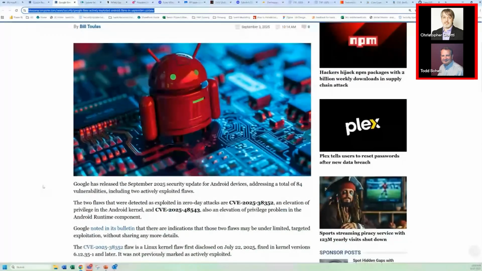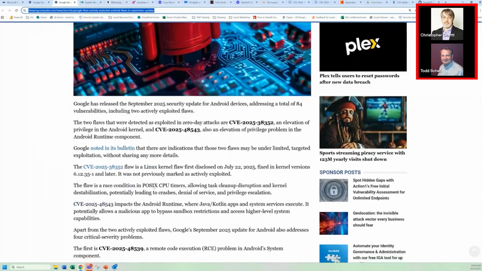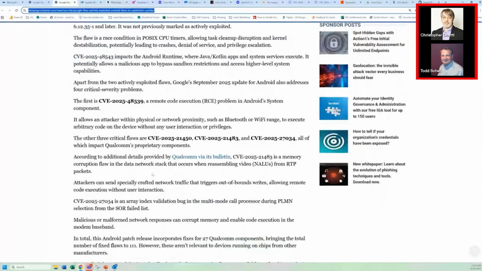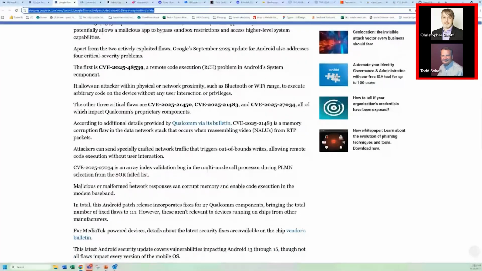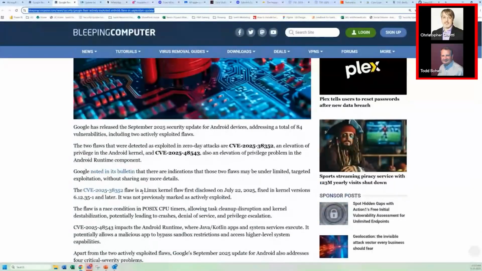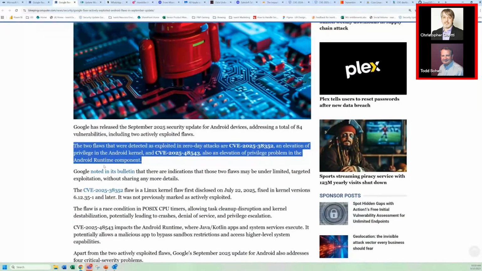The Android flaws that occurred earlier, both Android and Apple OSs all had several vulnerabilities resolved here recently, a few with active exploitation. So this article just goes through the couple of CVEs that were actively being targeted there. You want to make sure that you get your Android devices updated and that you're plugging those actively exploited flaws. One is an elevation of privilege in the Android kernel. The other is an elevation of privilege in the Android runtime. So a lot of elevation of privilege vulnerabilities this month being targeted.